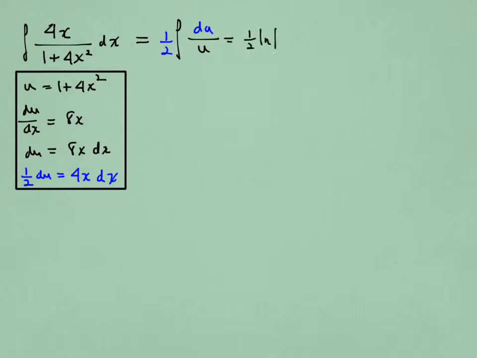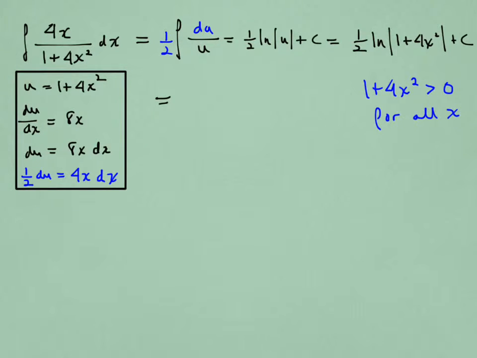Again, this is just a natural logarithm. And if I back substitute, it's the natural log of 1 plus 4x squared. Now 1 plus 4x squared is always positive. If you take any number and square it, it will be non-negative, and if you add 1 to it, it will be positive. So the stuff inside that absolute value is automatically positive, and I really don't need absolute values there. So I'm just going to replace them with parentheses.